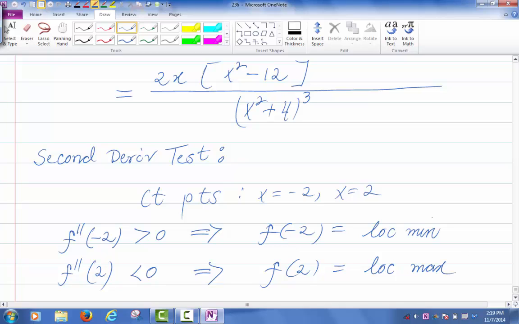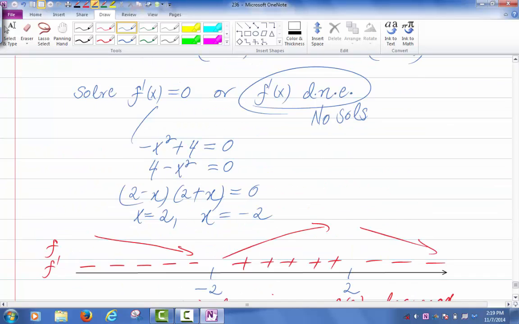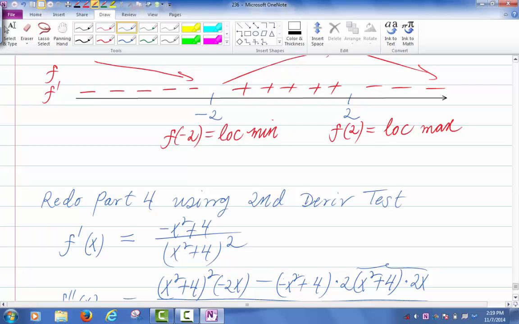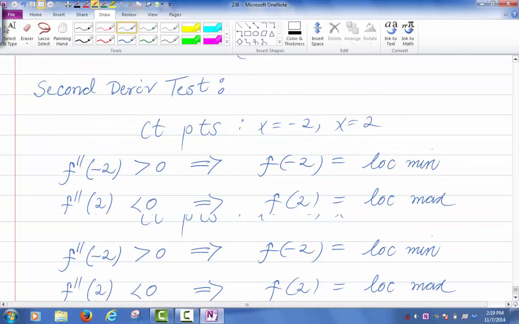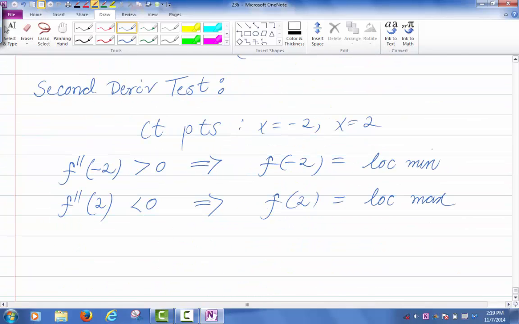Does that match what I obtained from the first derivative test? You remember what we obtained from the first derivative test? Local min at negative 2, local max at 2, and that's the same thing that I got by using the second derivative test. Is everybody okay? Any questions? You guys are okay with that?